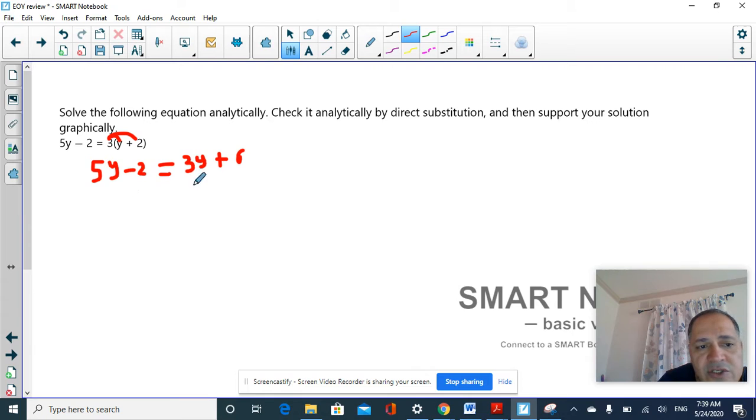So what you are going to do is just combine like terms. You are going to subtract 3y from both sides. If you subtract 3y from the left hand side, you will have what? Yes, 2y minus 2. If you add 2 to both sides, you will get what? 6 plus 2 is 8. Okay, so we have to add 2 to both sides and then divide by 2. So y equals 4. Your solution here is what? y equals 4.